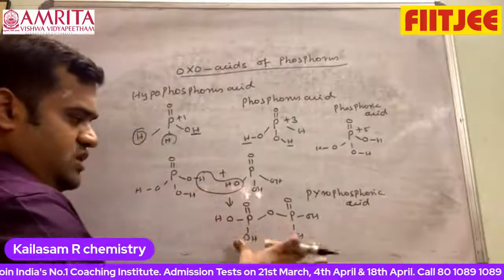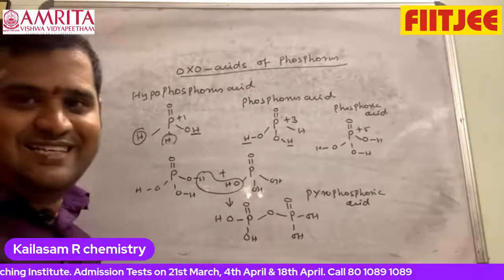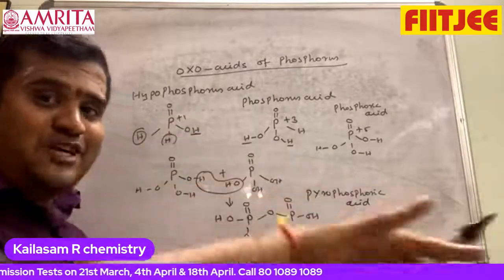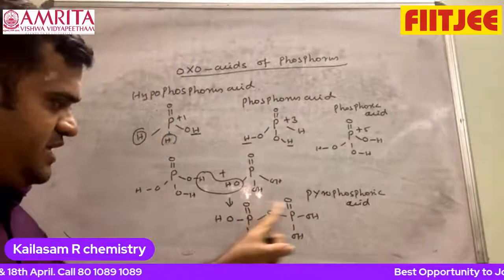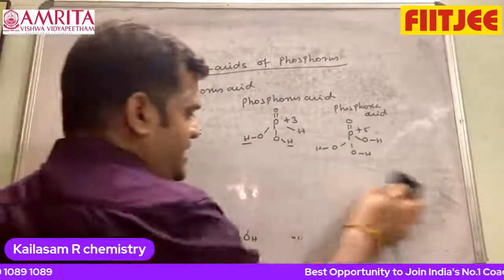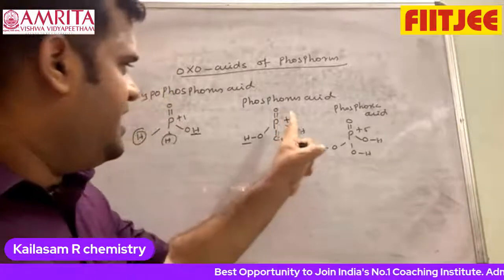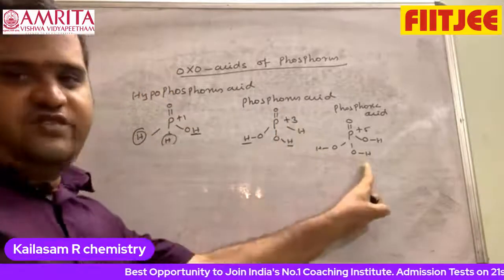When two molecules combine, we get pyrophosphoric acid. So what is hypophosphoric acid? Look at this, this is pyrophosphoric. What is hypophosphoric? Hypophosphoric acid lies between phosphorus acid and phosphoric acid.